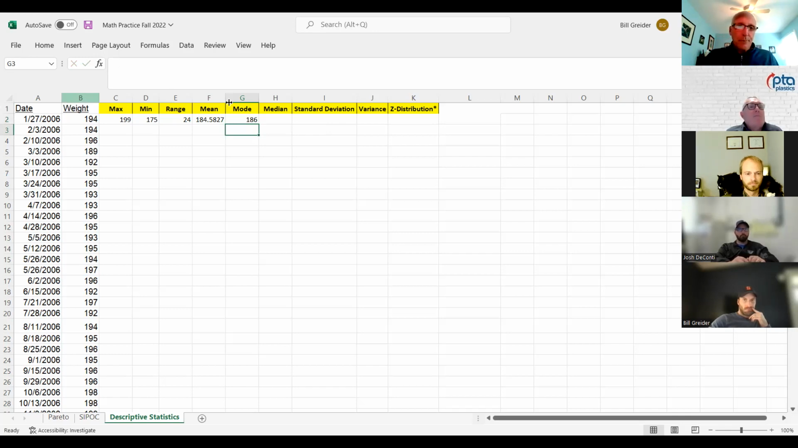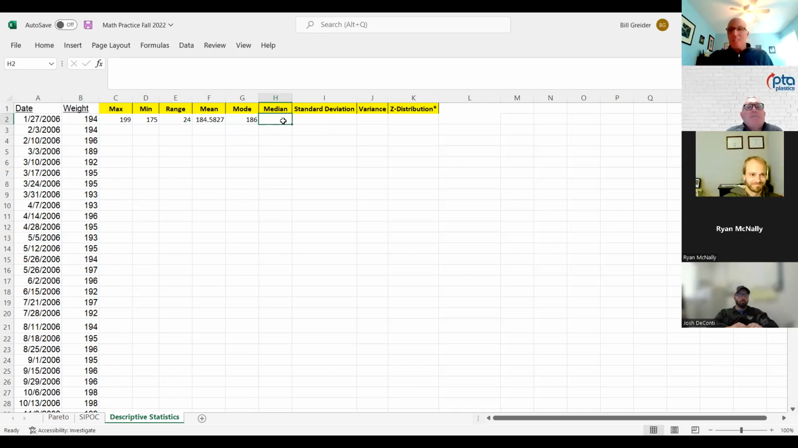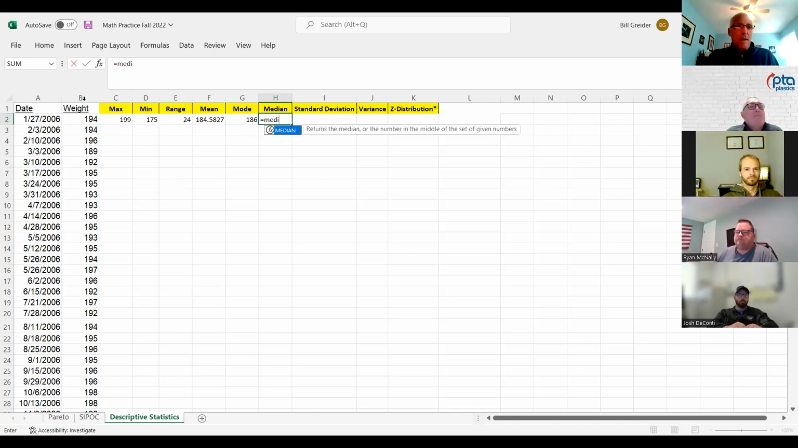Okay. And the median, what do you think that is? It's the number in the middle, but not the average. So equals median. Highlight the weight. 185. That's the exact middle between all my data, 199 max, 175 low. The one right in the middle is the 185.